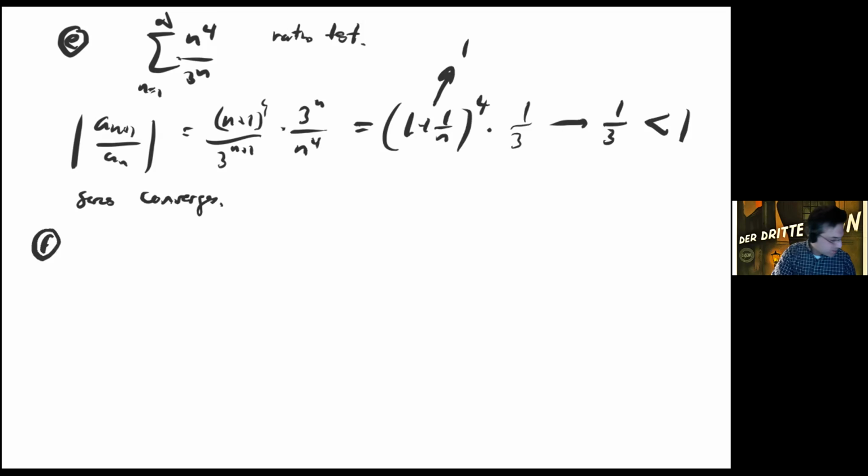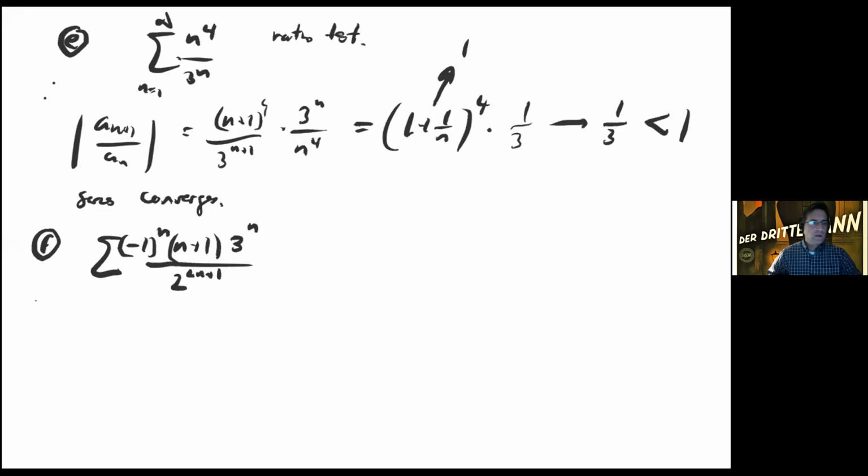That's the last part of problem 1, I believe. Summation minus 1 to the n plus 1 times 3 to the n over 2 to the 2n plus 1. I want to check to see if that's the correct problem because I don't have the review sheet in front of me. Aha, I checked. This is not the last part, there's a part G also. So anyway, let's study this series.